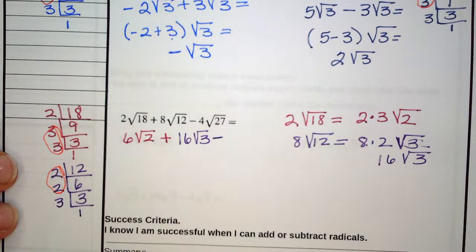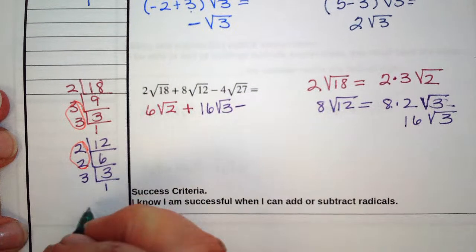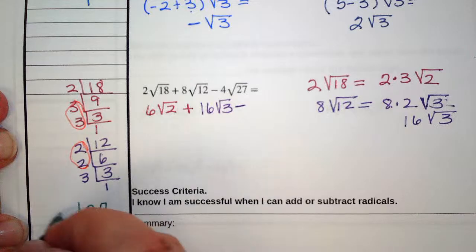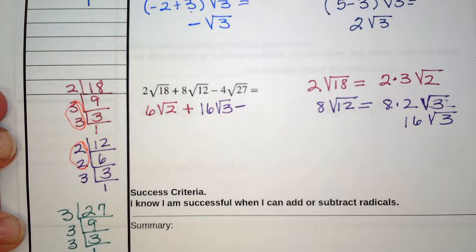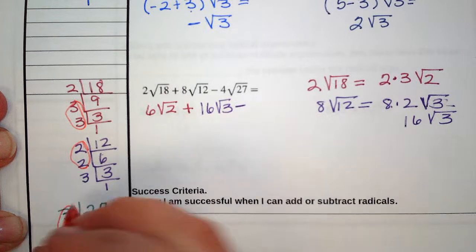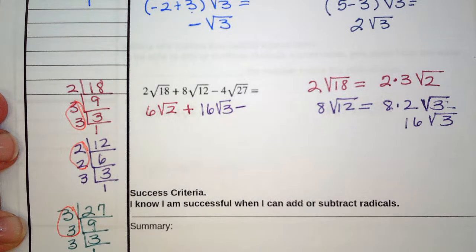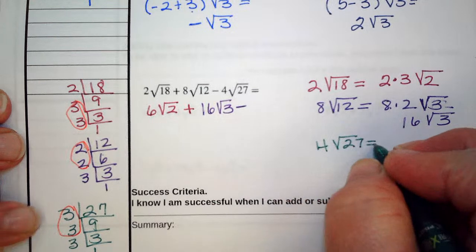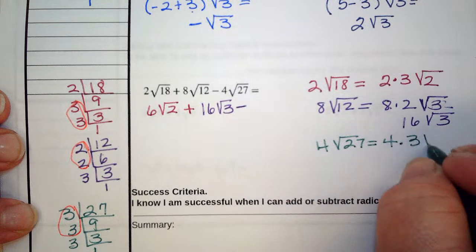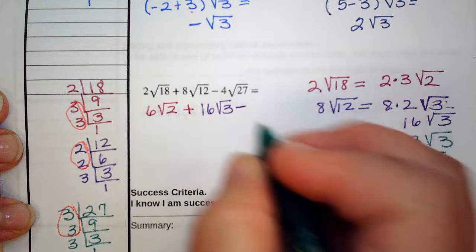Minus. What about the square root of 27? 27 is, divide by 3, I've got 9. Divide by 3, I've got 3. Divide by 3, I got 1. I've got that one pair of 3s. So 4 times square root of 27 is equal to 4 times 3 square root of 3, or 12 square root of 3.